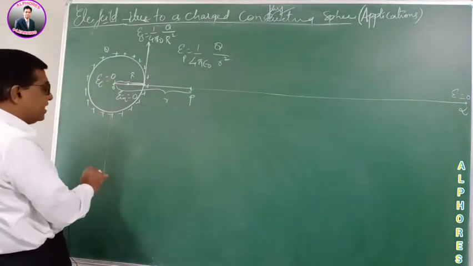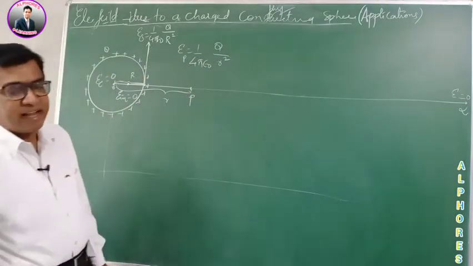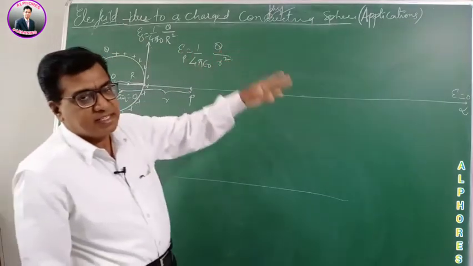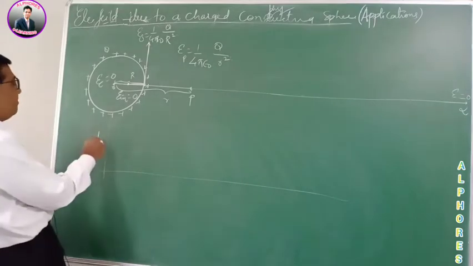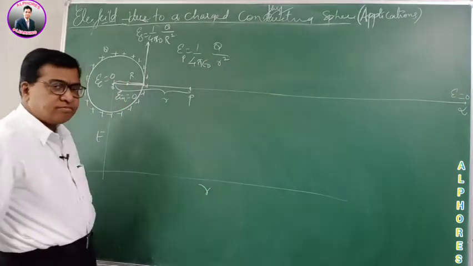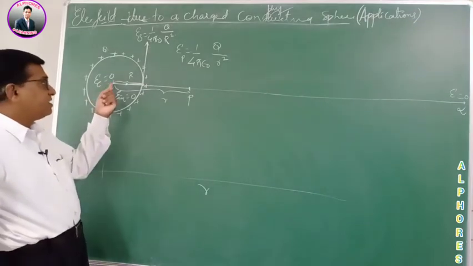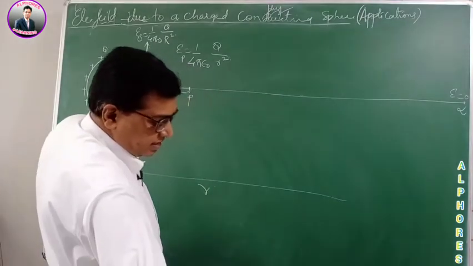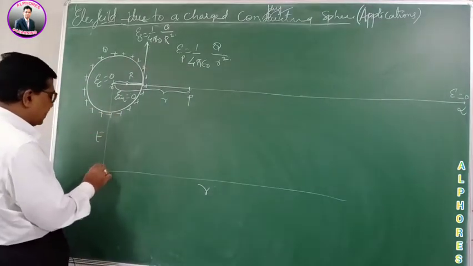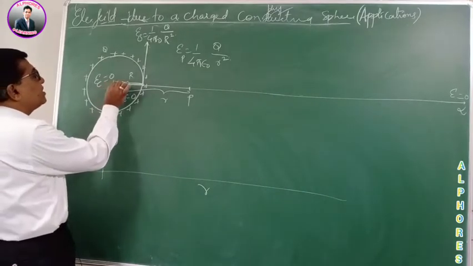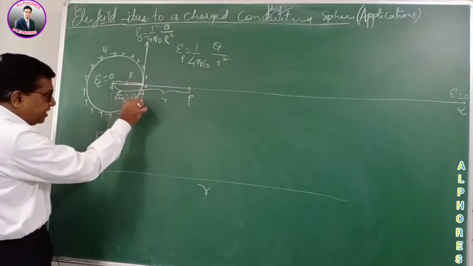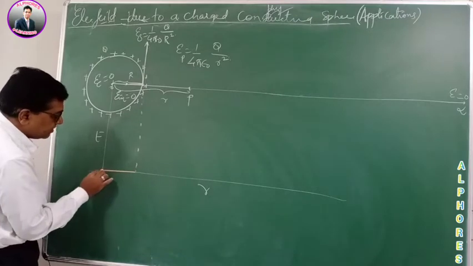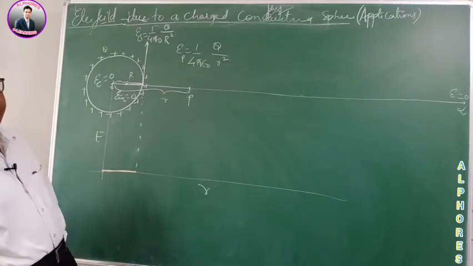Now let me draw a graph, the graphical representation showing the variation of the electric field due to a charged conducting sphere with distance r. At the center, corresponding to the origin, the electric field is 0. From the origin to the surface, the electric field remains 0. No field inside.